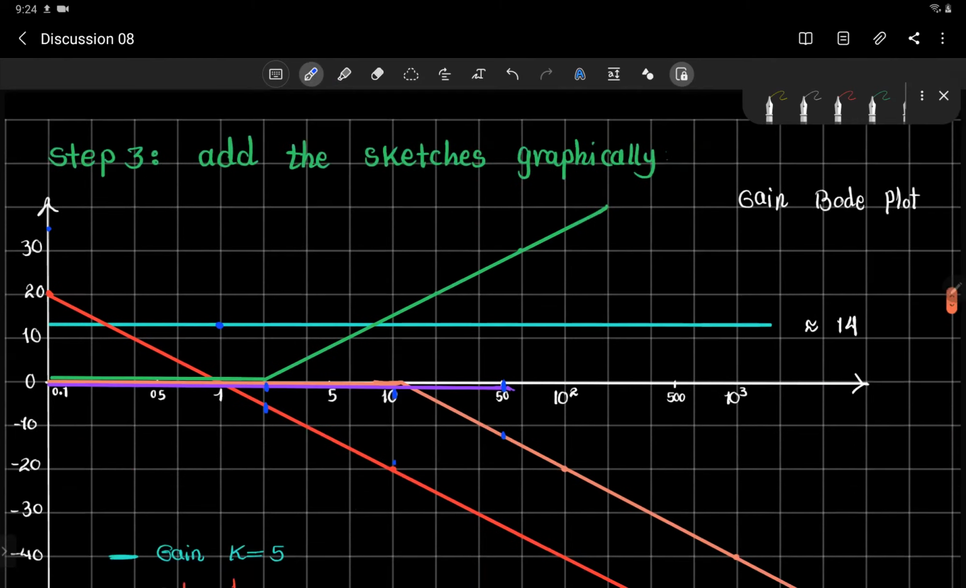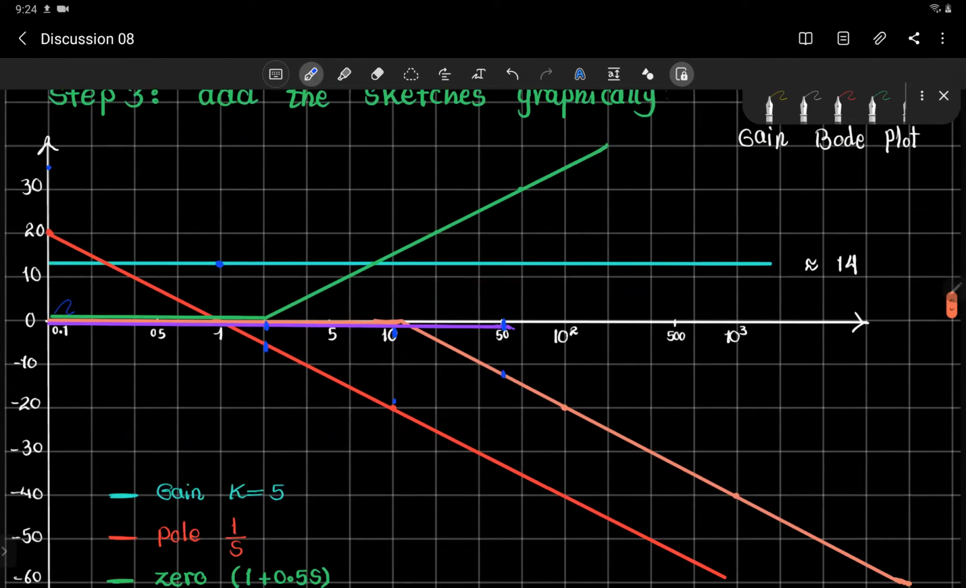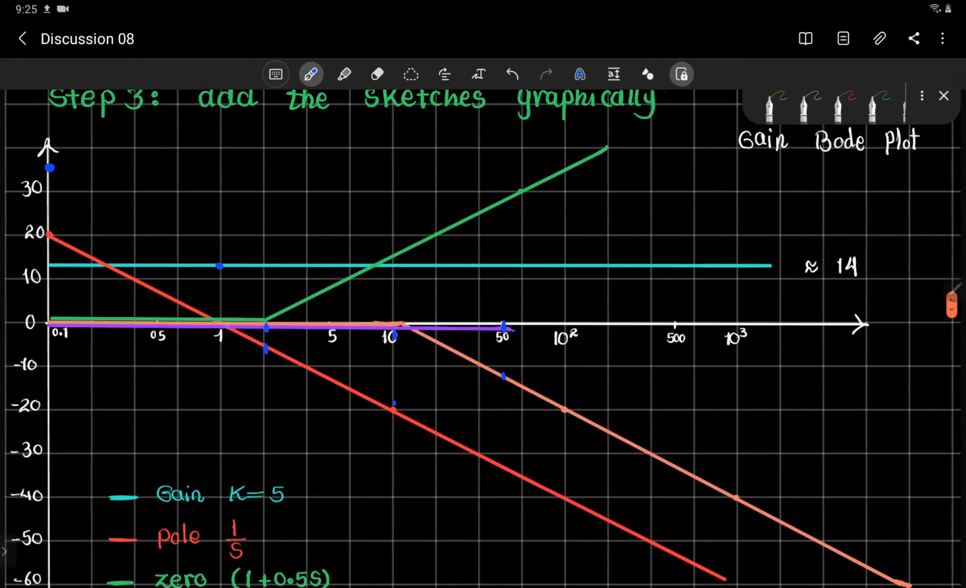All right. So at s equal to 0, all the factors contribute almost 0 except for the gain and the pole at s equal to 0. So 10 plus 14 gives approximately 34. And then at 1, again, the contribution of all the factors at omega equal to 1 is 0 except for the gain. So we know that at 1 the system passes through the point 14.